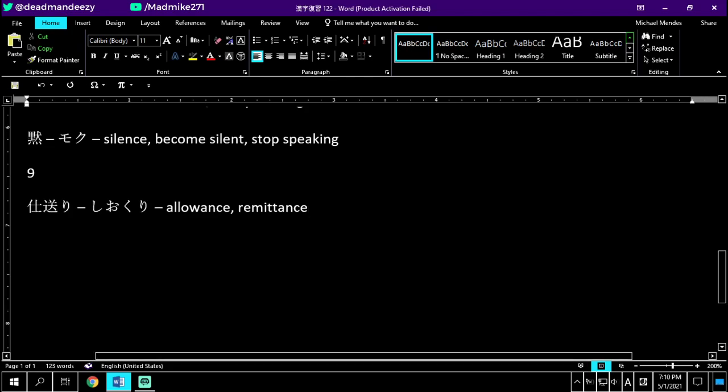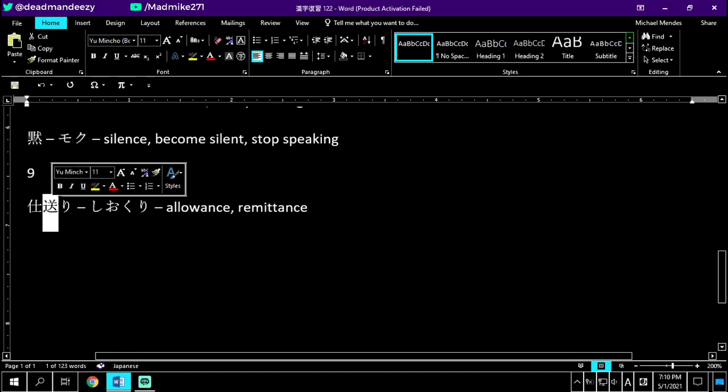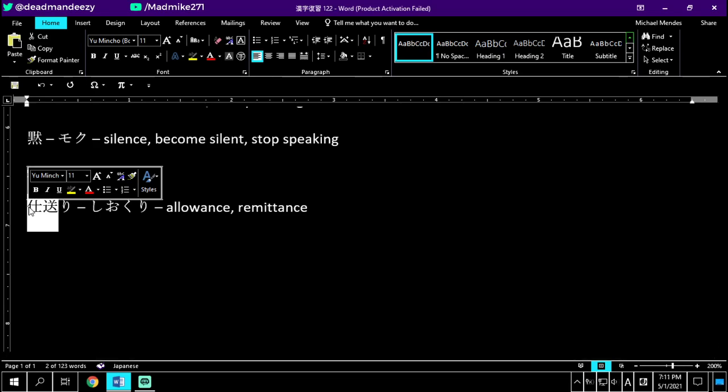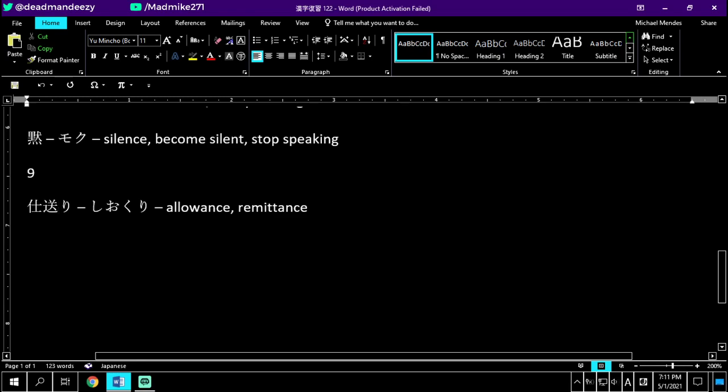On the left side, we have attend or doing, shi. And on the right side, we have, what is that, escort? Yeah, it's send or escort. So if you're sending someone a doing, you're giving them an allowance to do something, an allowance to serve, or a sending of service. I guess that might be the best way to do it. A sending of service. Someone sending you service is an allowance or shiokuri. Shiokuri is an allowance or a remittance.